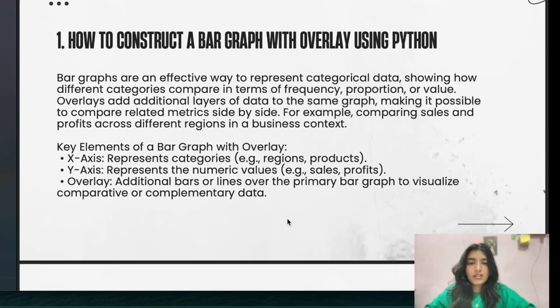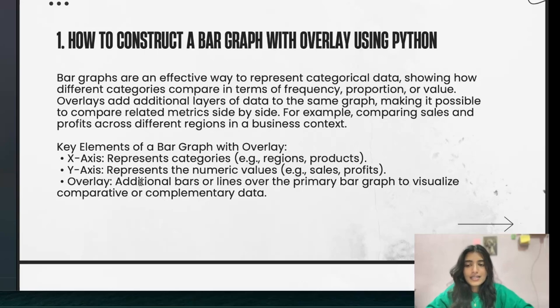How do we construct a bar graph with overlay using Python? Bar graphs are an effective way to represent categorical data, showing how different categories compare in terms of frequency, proportion, or values. Key elements of a bar graph are the x-axis, which represents categories, regions, or products; the y-axis, which represents the numerical values; and overlay additional bars or lines over the primary graph to visualize comparative or complementary data. Bar graphs with overlays are a great way to compare categorical data with additional context.